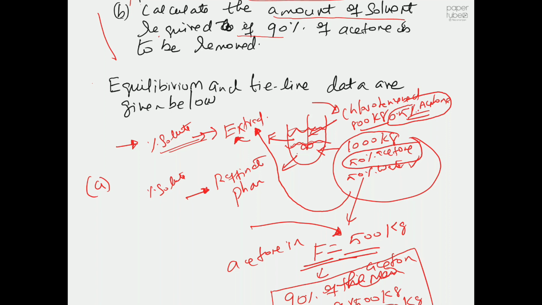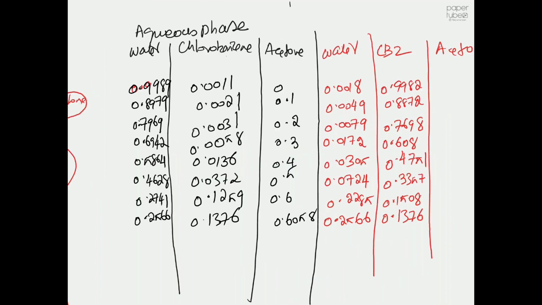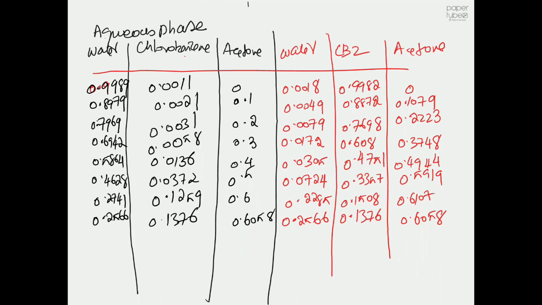What we have is equilibrium data and the corresponding tie lines. So it is here. This is your aqueous phase, or if you want we can call it water. So this is your raffinate and this is your extract. So this side is your raffinate side.